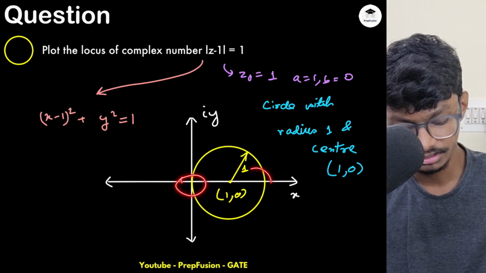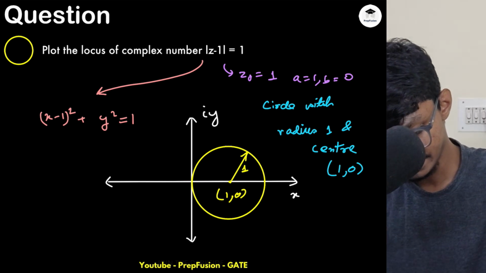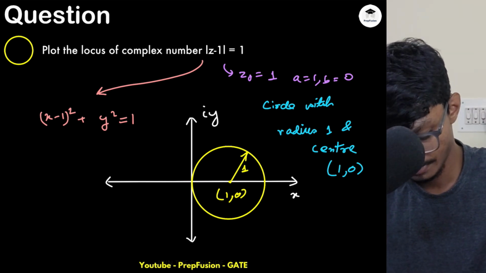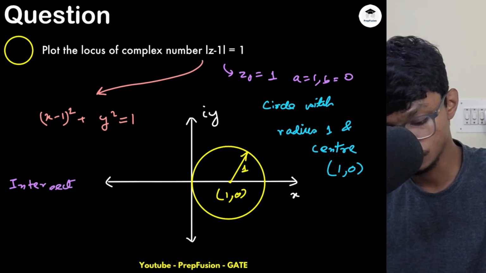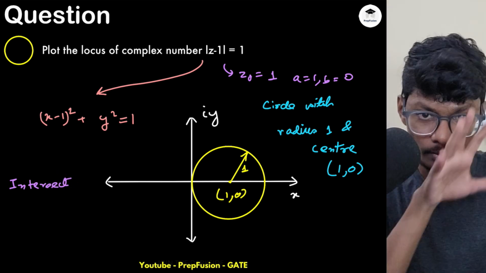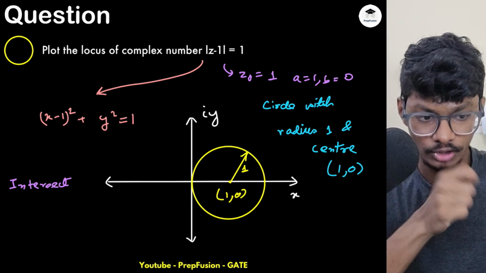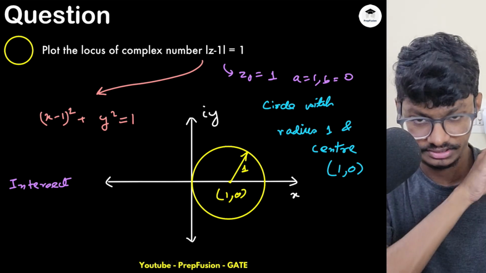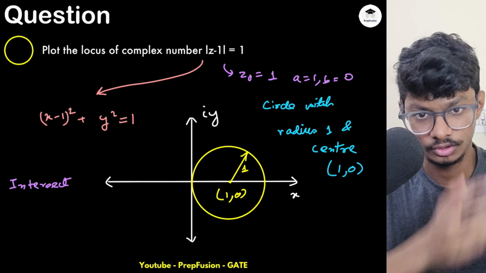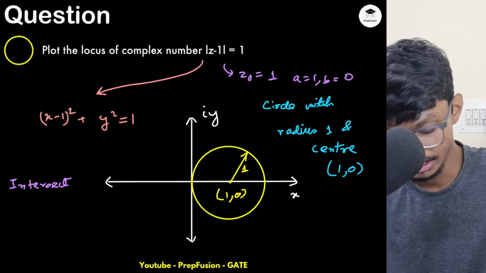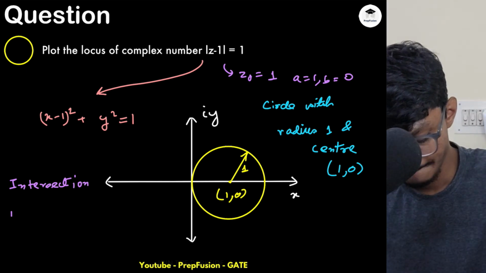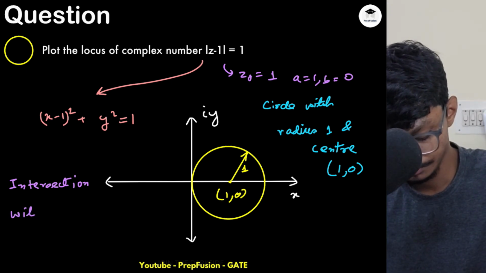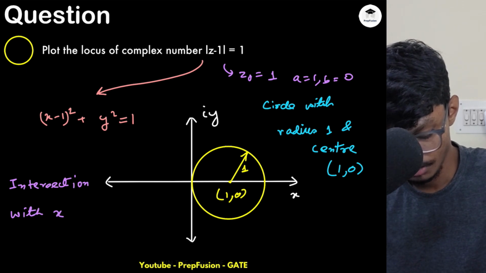So the intersection with the x-axis, because those points, you might be given options, and you have to eliminate the options with the intersections with the x-axis or y-axis. So you should understand how to find these things. Intersection with x-axis.